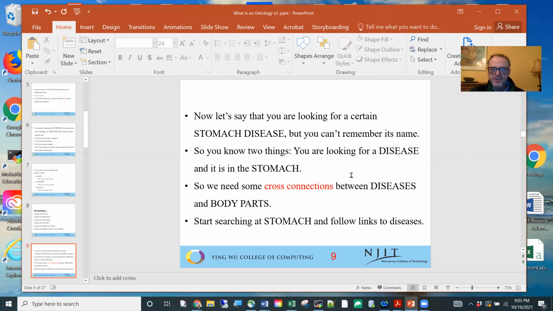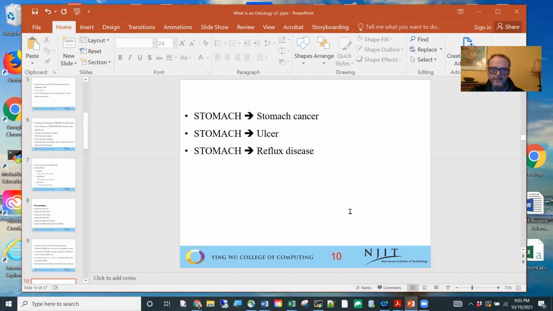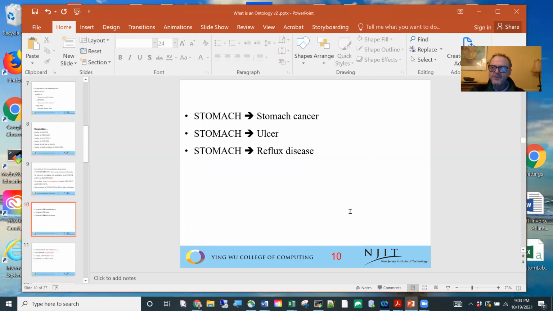So when you search for the specific stomach disease that you forgot, you start searching at stomach and you follow links to diseases. So visually, you can think of it this way. So you start at stomach, and then you follow a link to stomach cancer, a link to ulcer, a link to reflux disease, for example.